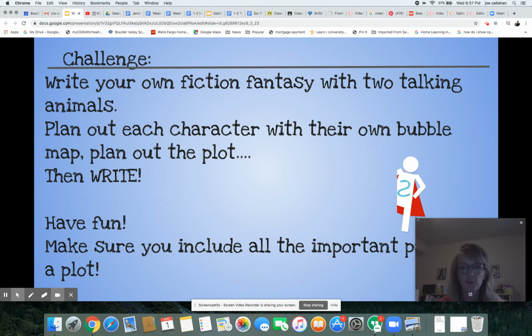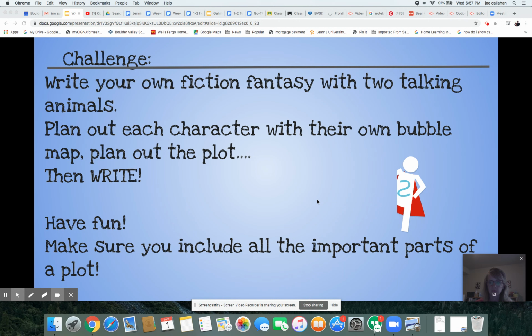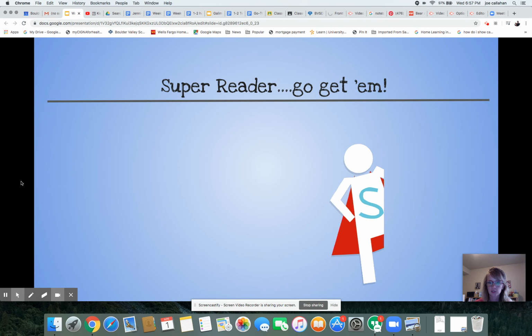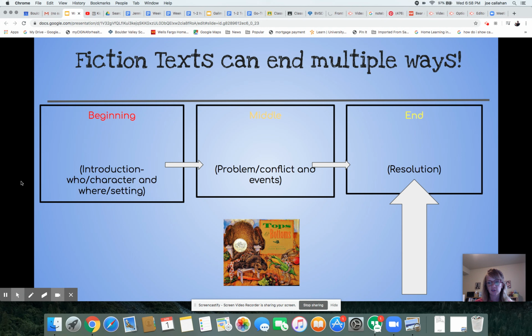Now, if you want even more of a challenge, readers, here you go. I want to see from the very beginning of a fiction fantasy, you plan out the characters, the plot, and all the important parts to include. Now remember, great writers start with a plan. So I would use a single bubble map for each character you want to include. Then I would use a flow map or some type of plan to plan out that beginning, middle, and end. You could go back in our video to this slide if it helps you map that out too.